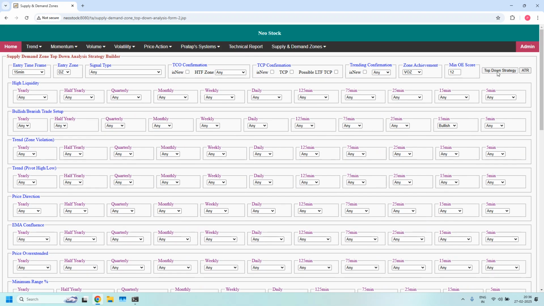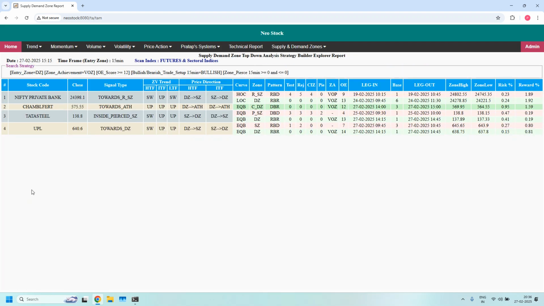With these filters, we got 4 stocks. So these 4 stocks are currently supporting bullish trade setup for daily income trade, and the entry time frame zones are 15 minutes demand zones. So we have 4 15 minutes demand zones. Out of these 4, there could be some high probability trade setup supported zones based on zone confluence.